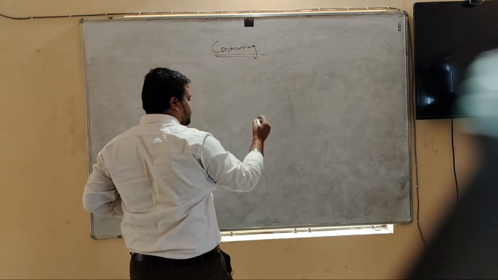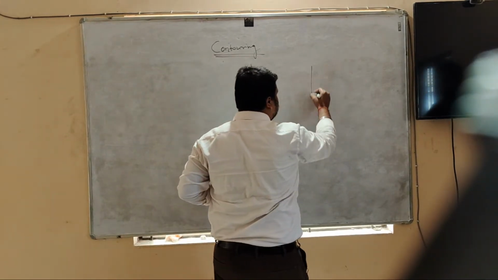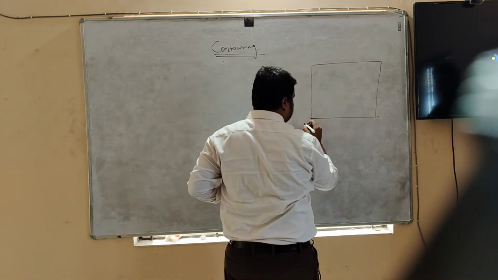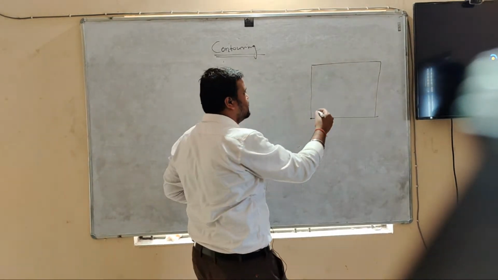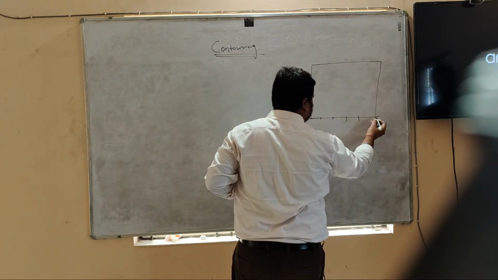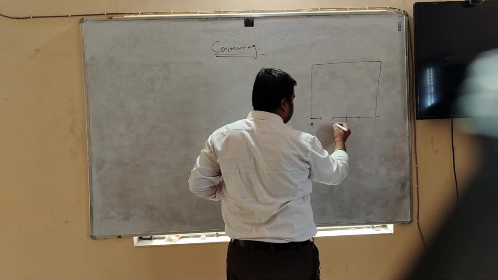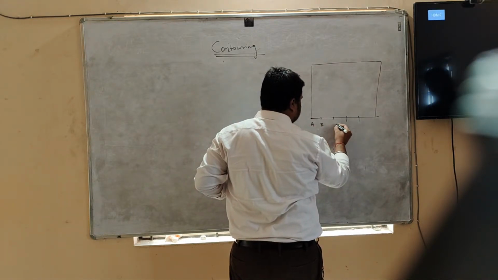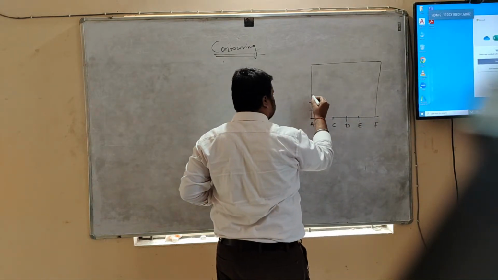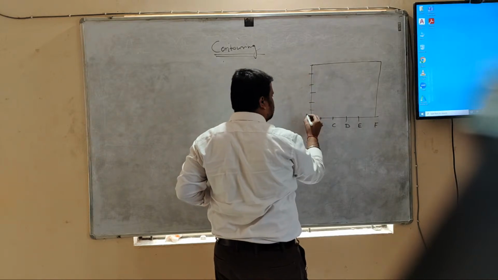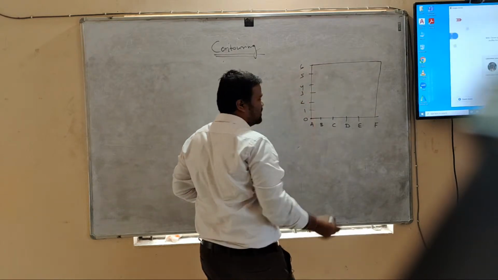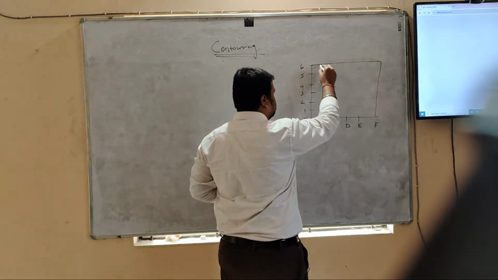So in contouring, if I show you on the side, in this situation you have to take a point and make a grid-like structure. Alphabetically you go through A, B, C, D, E and F, and from this side you go numerically, 0, 1, 2, 3, 4, 5 and at last 6. So we have to make a grid.